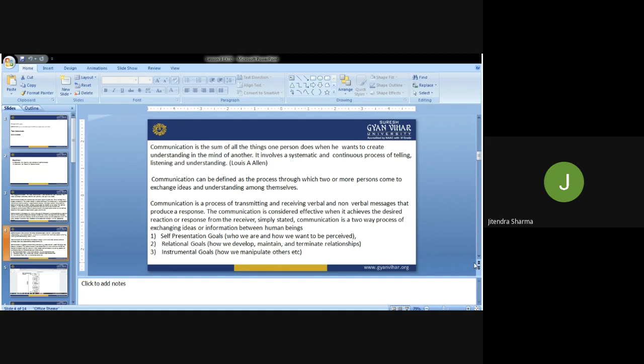Then there are the self-presentation goal, the relationship goal, and the instrumental goal. The self-presentation goal is who we are and how we want to be perceived. Then the relationship goal: how we develop, maintain, and terminate relationships. The instrumental goal: how we influence others, and what kind of instrument we are using. These are the important things as far as communication is concerned.